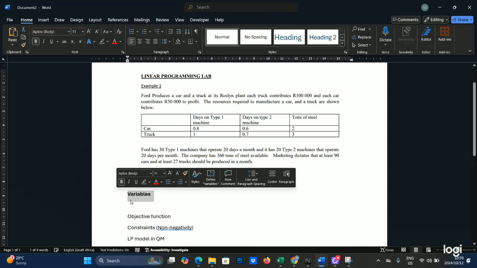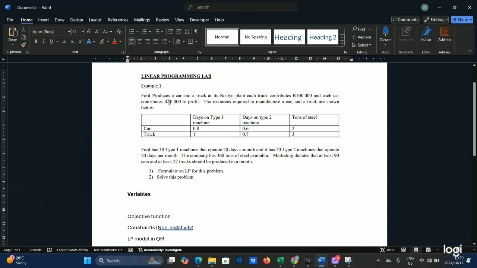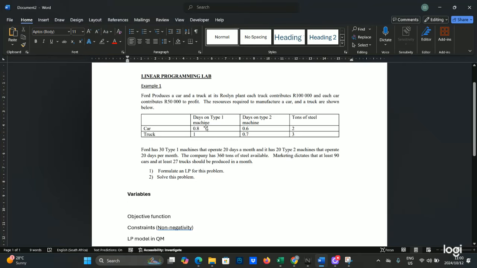As I said, the first step is for you to define your variables. Here the example reads: Ford produces a car and a truck at its Roslyn plant. Each truck contributes 100,000 and each car contributes 50,000 to profit. The resources required to make a car and a truck are shown below. These are the raw resources used for manufacturing: machine type one, machine type two, and a material constraint, steel. It takes the car 2 tons of steel and the truck 3 tons of steel to manufacture. Ford has 30 type one machines that operate 20 days a month and 20 type two machines that operate 20 days a month.